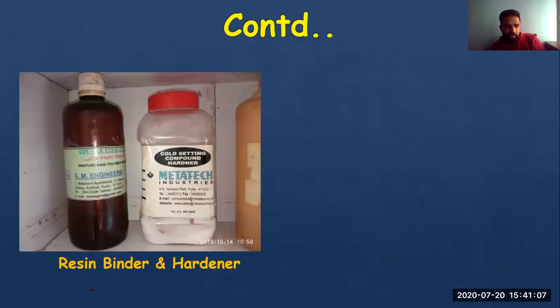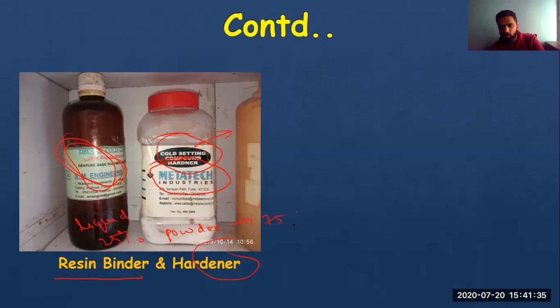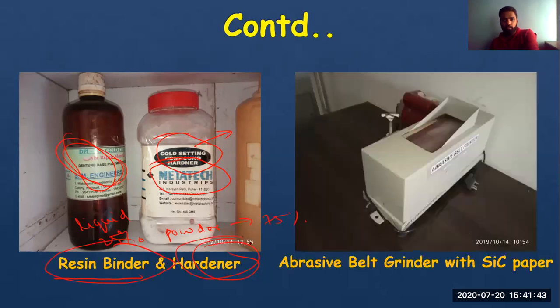Second, this is the resin that we use. You can see this bottle, this bottle is the resin. And this hardener is a Metatech industry based, cold setting compound hardener. That is the name of this hardener. It has some chemical formula. This is also a chemical, but in powdered form, and this is in liquid form. Liquid is added in the proportion of 25%, then powder is added in the proportion of 75%. This resin binder binds with hardener to give the mold.